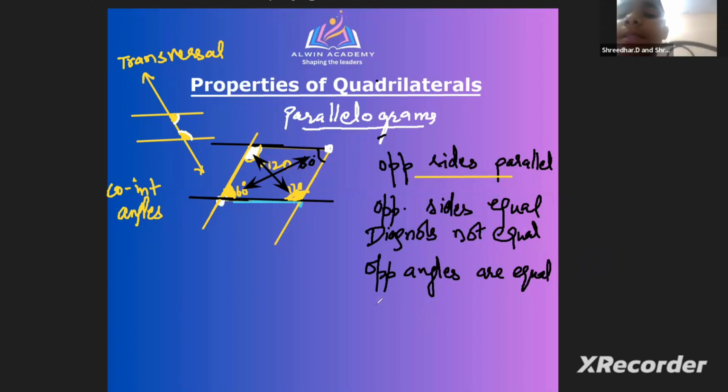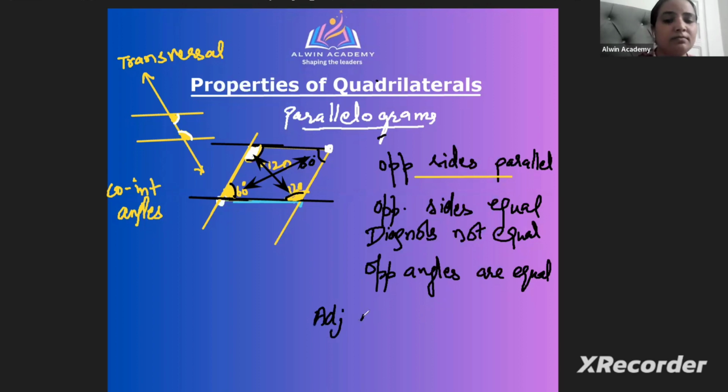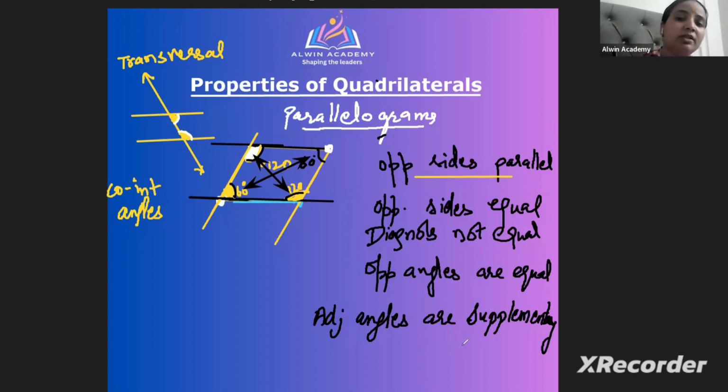Clear, ma'am. And one more property which we'll write here is that we have come to know that the adjacent angles are supplementary. And why are they supplementary? Because they are co-interior angles. Right or not, beta? So I'll write adjacent angles are supplementary. That means they add up to 180. Got it, everyone? Are you people jotting it down? These properties are very important, Betaji.